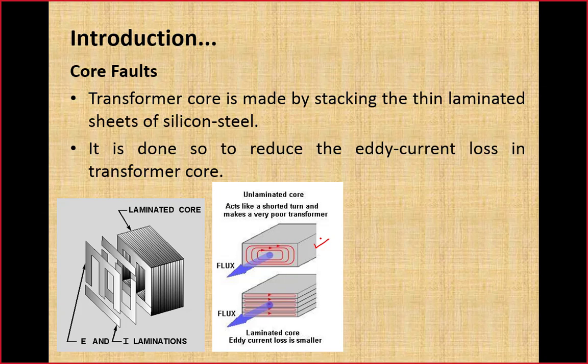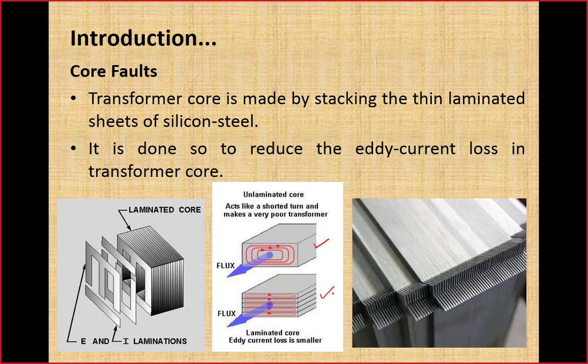So if we split that single thick core into small laminated sheets, that is, stacked sheets to make the core of the transformer, what we have done is increased the resistance of the path of eddy current, so that will reduce the eddy current and the eddy current losses as well. That's why we use laminated sheets of silicon steel to build the core of the transformer. This is how the core looks, a close view. Here we can see thin sheets stacked together to make a core.